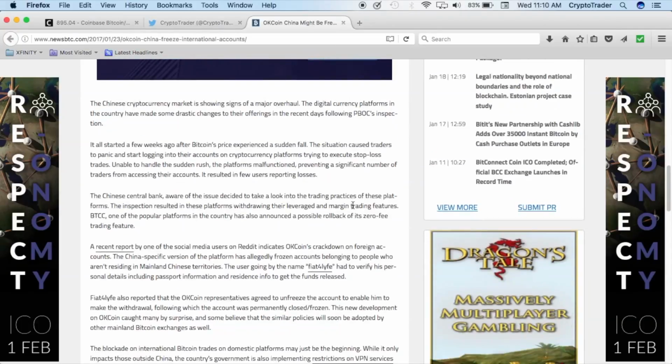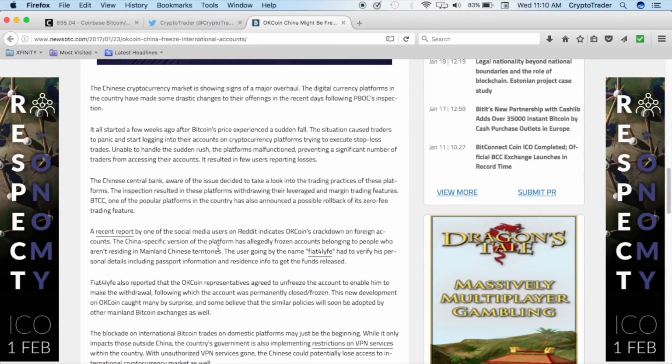And somebody posted on Reddit, indicating that OKCoin was cracking down on foreign accounts, and that they were allegedly freezing accounts belonging to people that aren't residing in mainland China. Then there was a user that goes by the name of Fiat for Life. He basically had to verify his personal details, including passport information and residence, in order to get his funds released. Once he did that, they actually did release his funds. He was able to get his money out, but then they went ahead and permanently closed or froze his account.